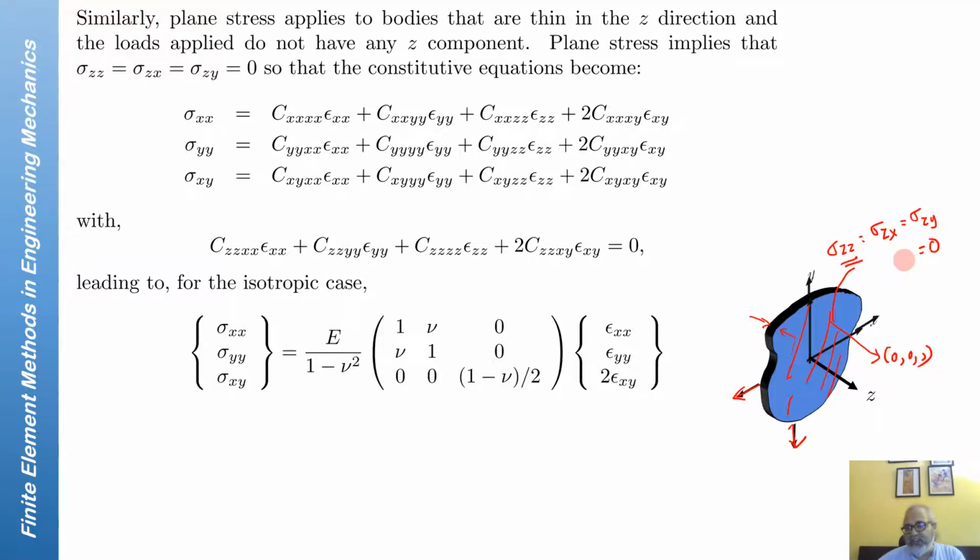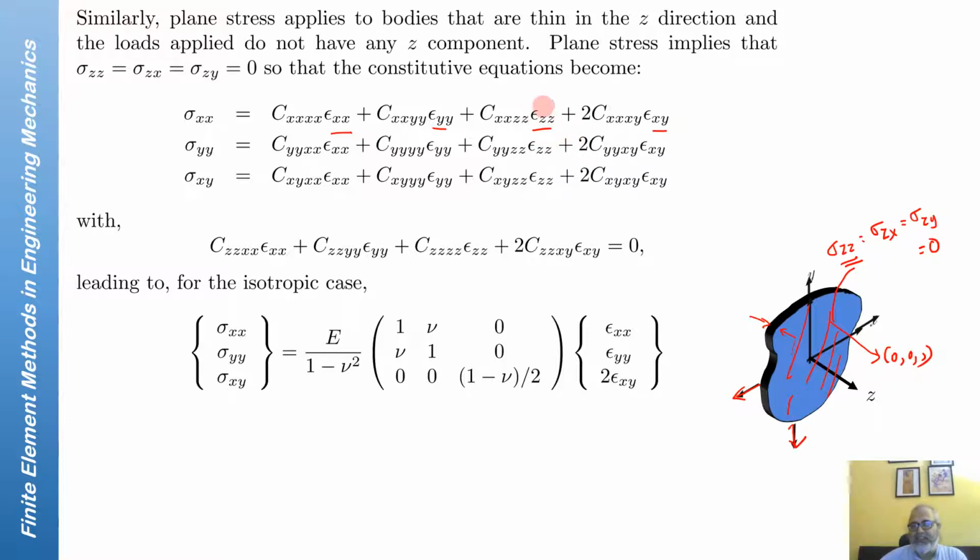So sigma zz is 0 on this plane, and since this is thin, we assume that sigma zz is equal to 0 everywhere in the volume of this body. That's the plane stress assumption, which depends on the thinness of this body. So we write sigma xx in terms of epsilon xx, epsilon yy, epsilon zz, and epsilon xy. We have epsilon zz here because now it's plane stress.